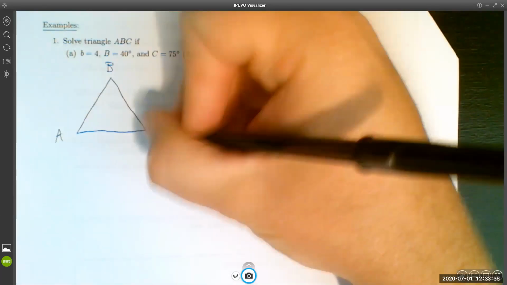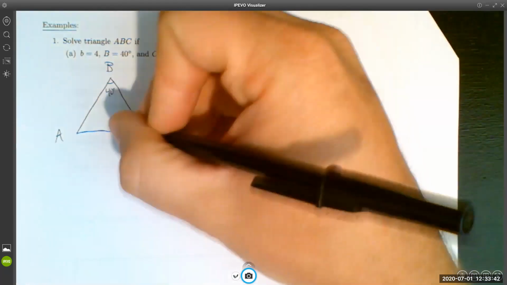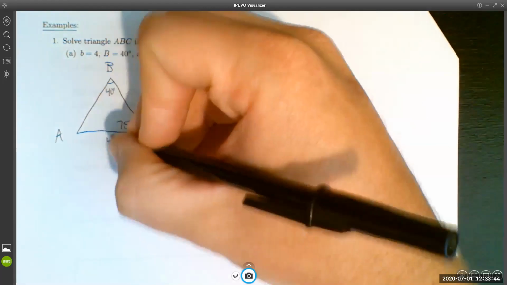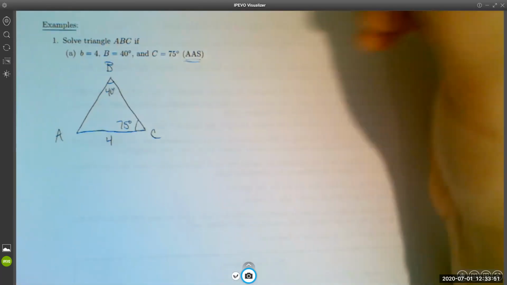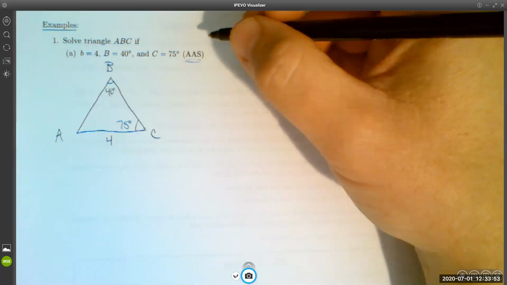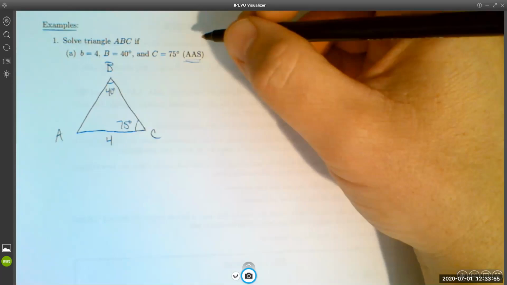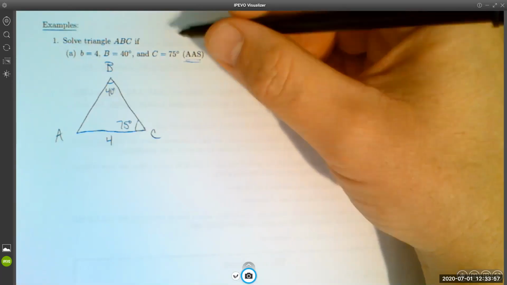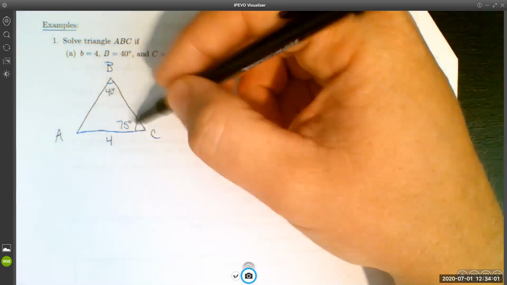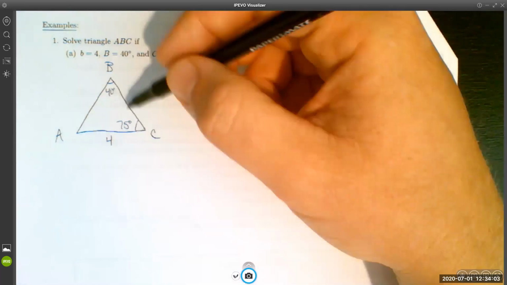So B is 40 degrees, C is 75 degrees, and little b is 4. This could be 4 inches or 4 yards or whatever, it doesn't matter. Now we can use the law of sines. For one thing, we can use the fact that the sum of the angles of a triangle has to be 180 degrees, so we can figure out angle A pretty easily. Let's start there.